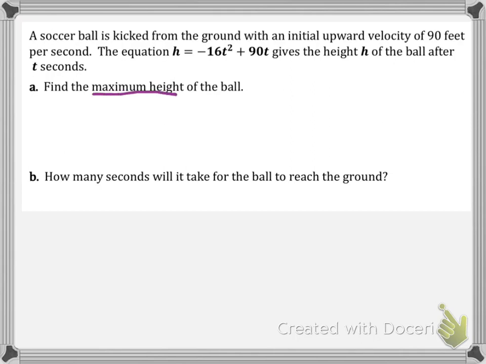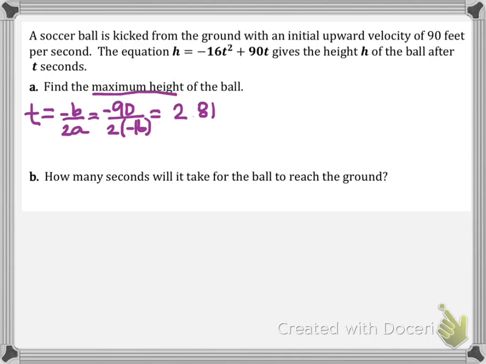So it's going to be the t part of it. It's going to be your x now. So it's going to be -b over 2a. And so -90 over 2 times -16. So -90 over -32. It's going to give you a decimal, 2.81.